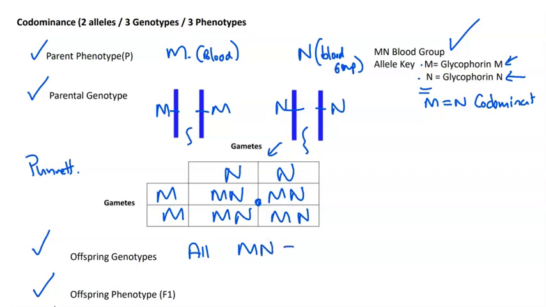Now, because we are codominant, the offspring are described as having the MN blood group. And so this is a third distinct phenotype. Remember, the first phenotype was blood group M, the second phenotype was blood group N, and the third phenotype which has emerged is the heterozygous, which we will call MN.